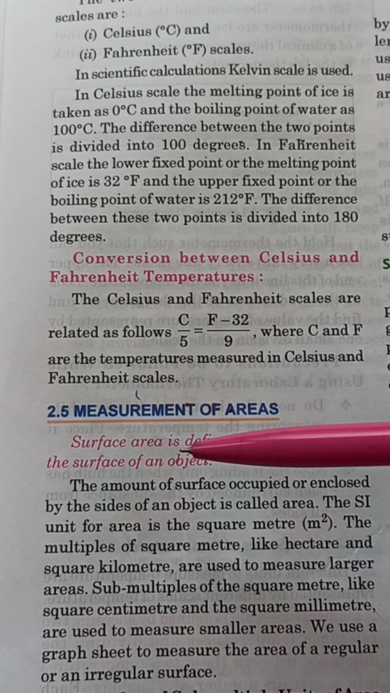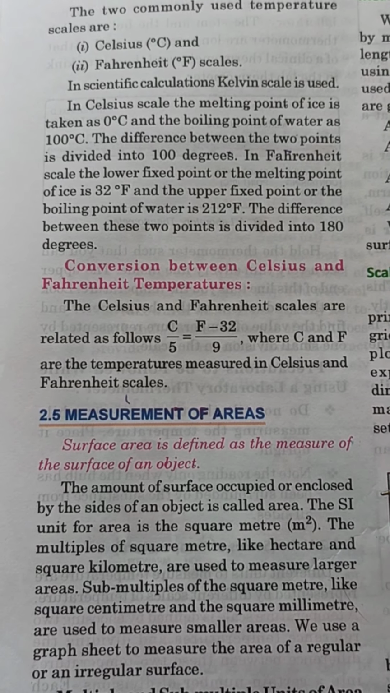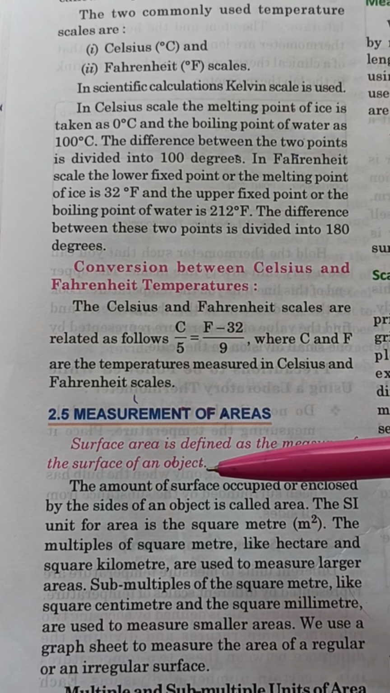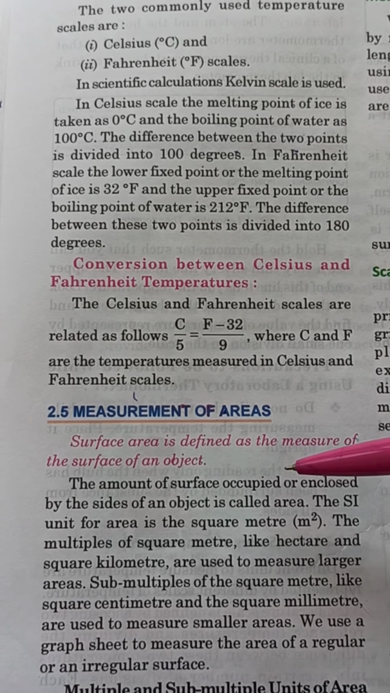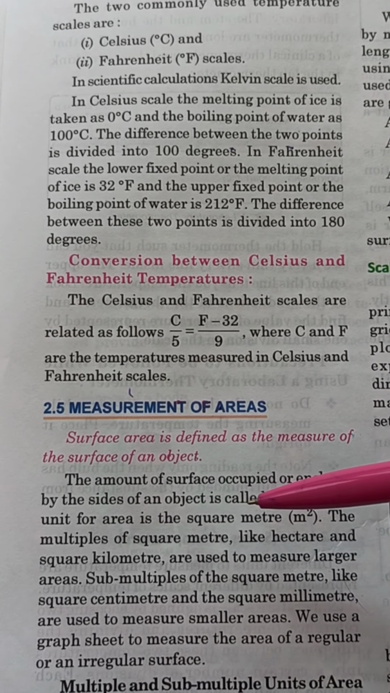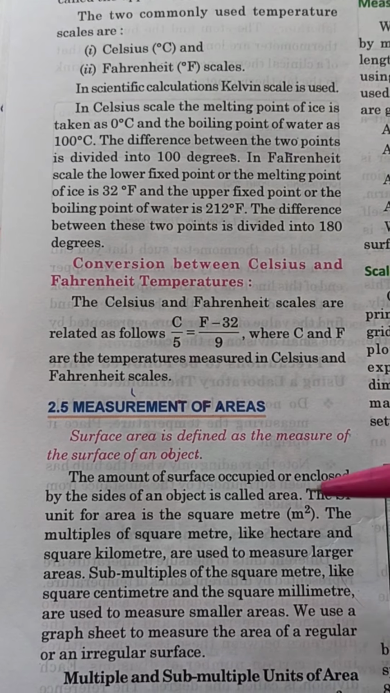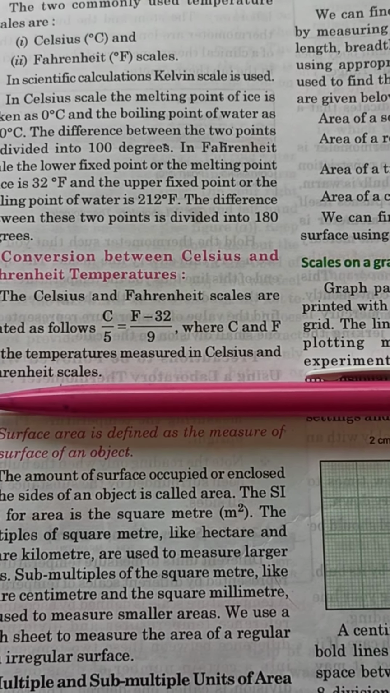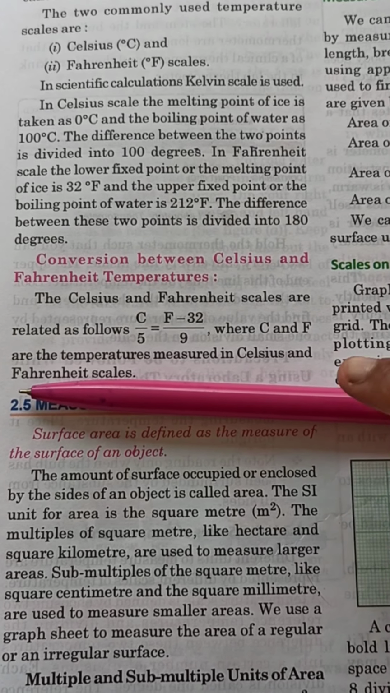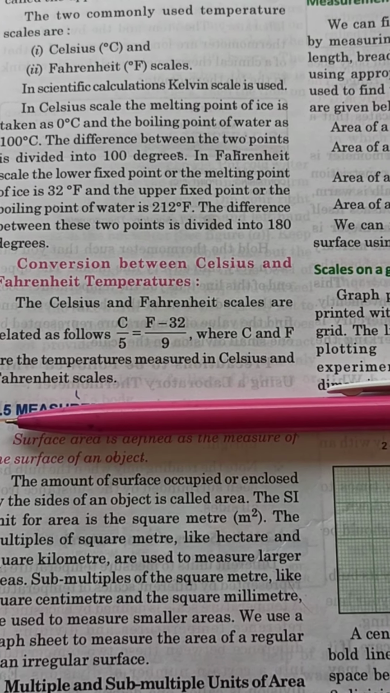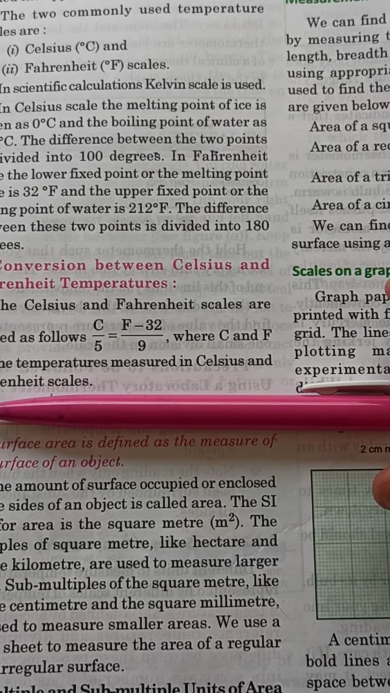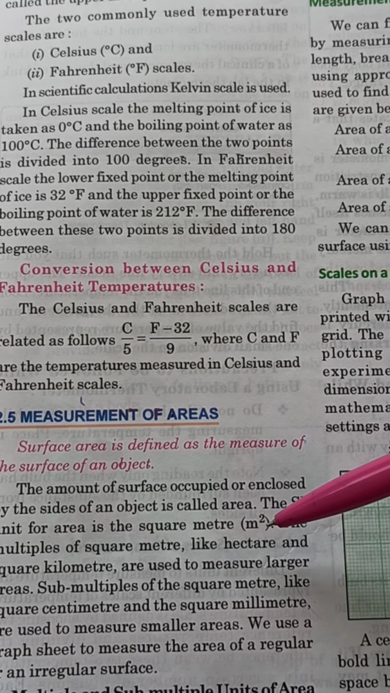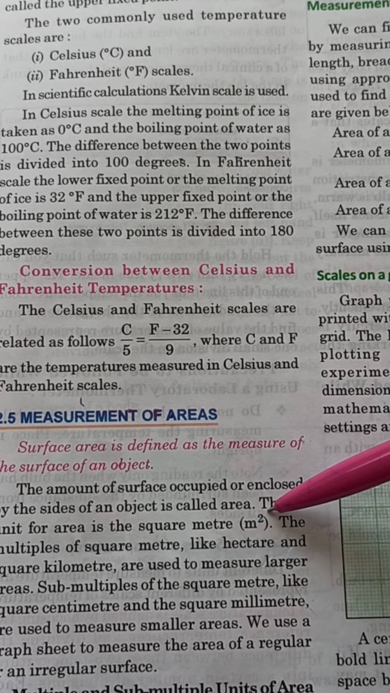Now the amount of surface occupied or enclosed by the side of an object is called area. It means, see, we can see this pen over here, whatever surface or place this pen is covering is the area of this pen. And the SI unit of area is square meter, or we can also say meter square.